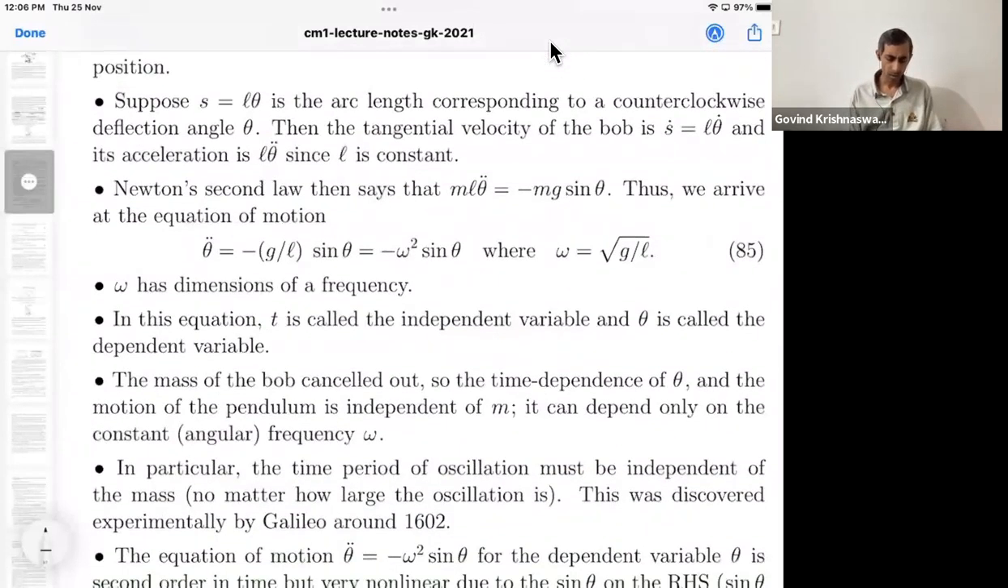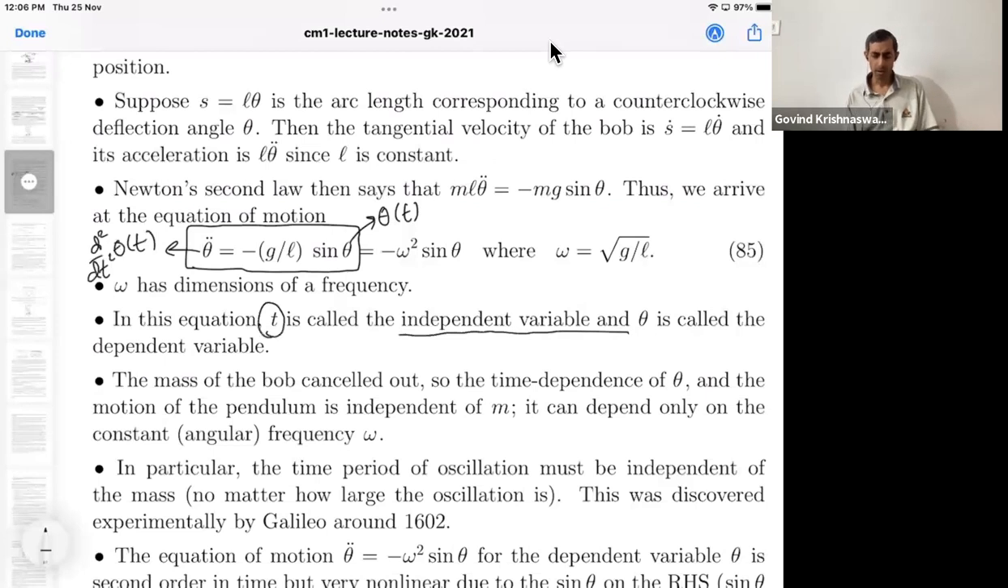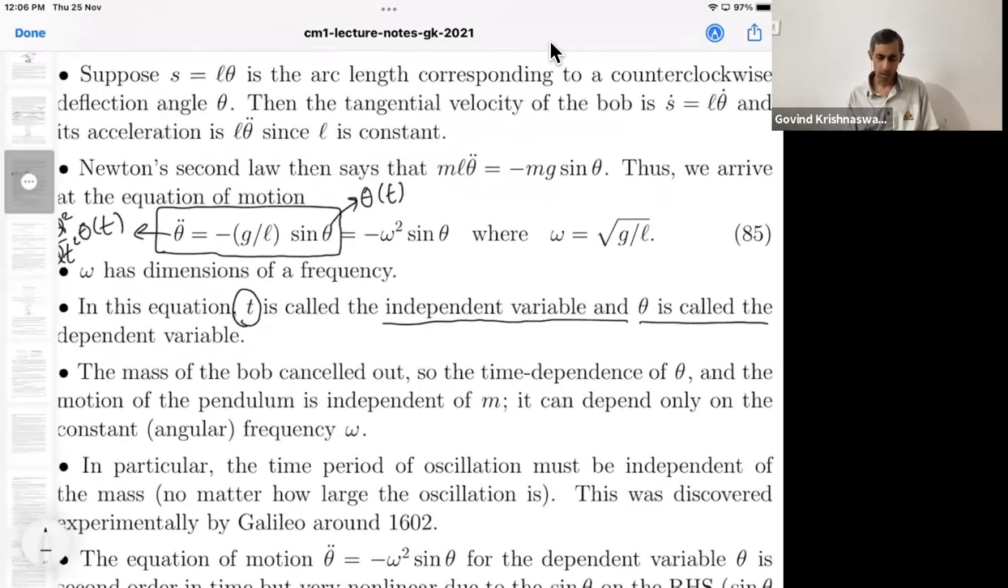I just remind you that the equation of motion is theta double dot is equal to minus g upon L sine theta. Here I should mention, as pointed out by Siddhant Shah, that this is theta of t, and here too it is d squared by dt squared theta of t. So in this equation, t is called the independent variable. t doesn't depend on anything, whereas theta is called the dependent variable because theta is a function of time.